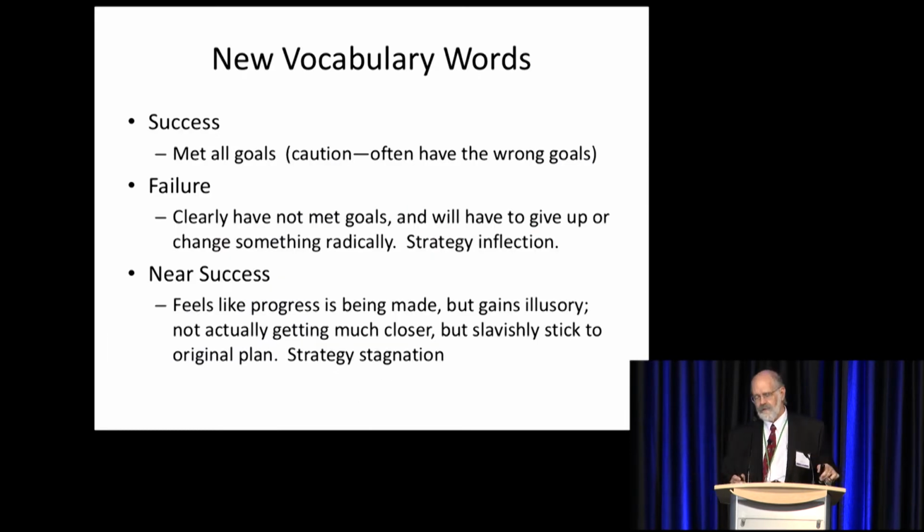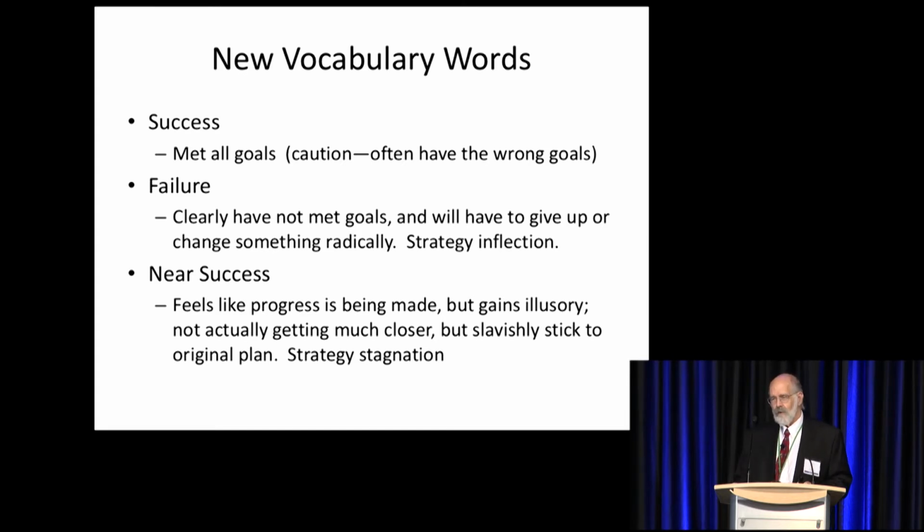So I want to introduce some vocabulary terms because they're going to turn out to be important later. The first one is success. You know you've had a success when you meet all the goals and everybody's happy. I found that sometimes success is illusory because you'll meet all the goals only to find out they were the wrong goals. And you'll see an example of that later.